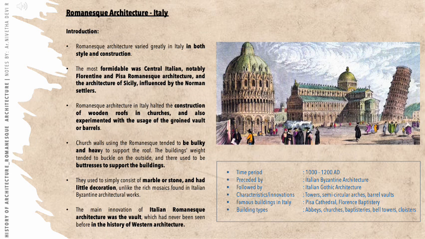Church walls using the Romanesque tended to be bulky and heavy to support the roof. The building's weight tended to buckle on the outside, and there used to be buttresses to support the buildings. They used to simply consist of marble or stone, and had little decoration, unlike the rich mosaics found in Italian Byzantine architectural works. The main innovation of Italian Romanesque architecture was the vault, which had never been seen before in the history of Western architecture.